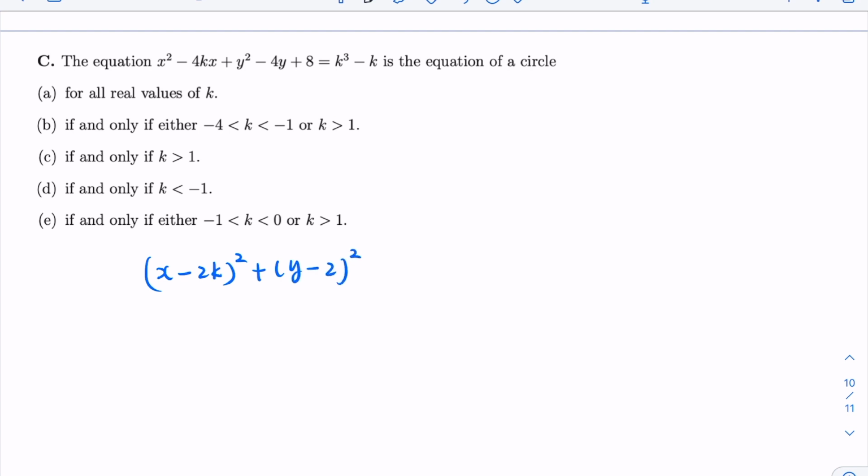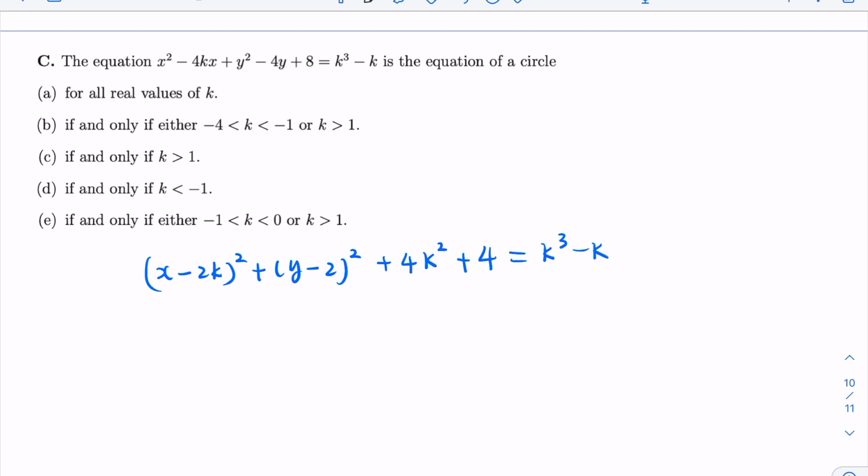Now here you have an extra term that is 4k squared. You have an extra term that is 4, but you have 8 here. So what you do here, you need to add 4k squared. And here it has 8, so you have to add 4 here. The left hand side, right hand side is the same thing here.